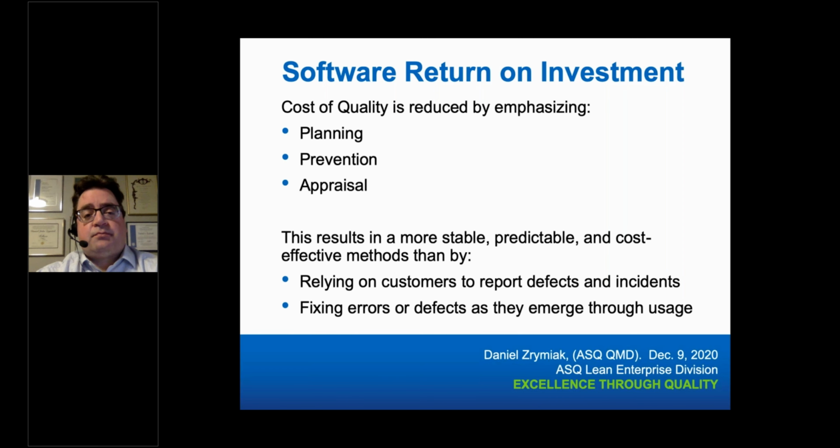So this is true whether this is measured on tangible products or intangible engineering solutions. By emphasizing prevention and appraisal, the stability and predictability will be increased. And examples in software of some other, say, fashionable trends or modes, like fail fast, where you just push out a prototype and wait for the user feedback.